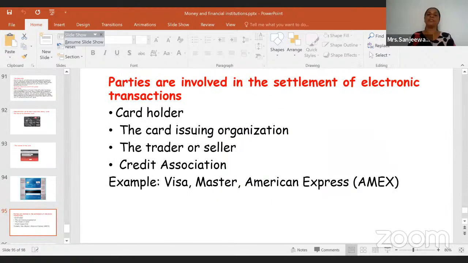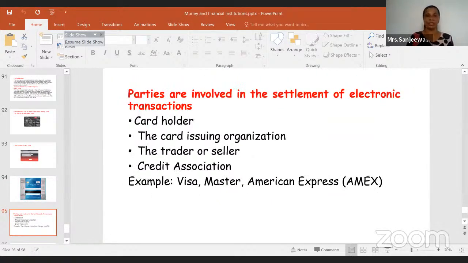Then, parties involved in the settlement of electronic transactions. Who are the parties? The cardholder. Then an organization which issues these cards. The trader or the seller. Credit card association: Visa, Master, American Express. So these are credit card associations. These are the parties involved in the settlement of electronic transactions.